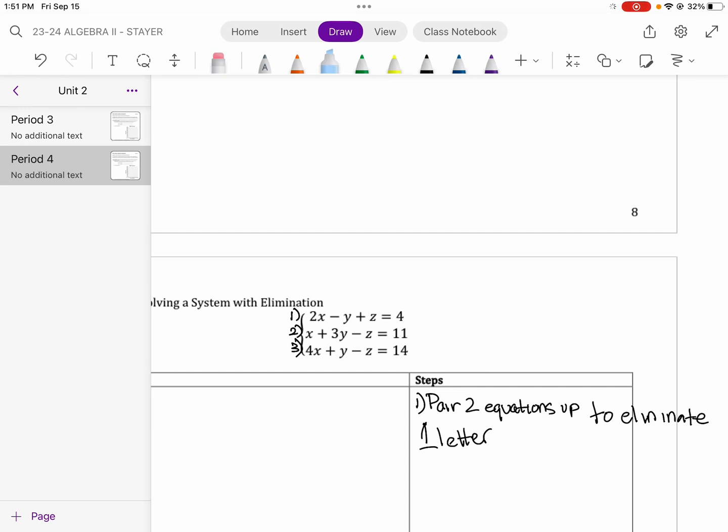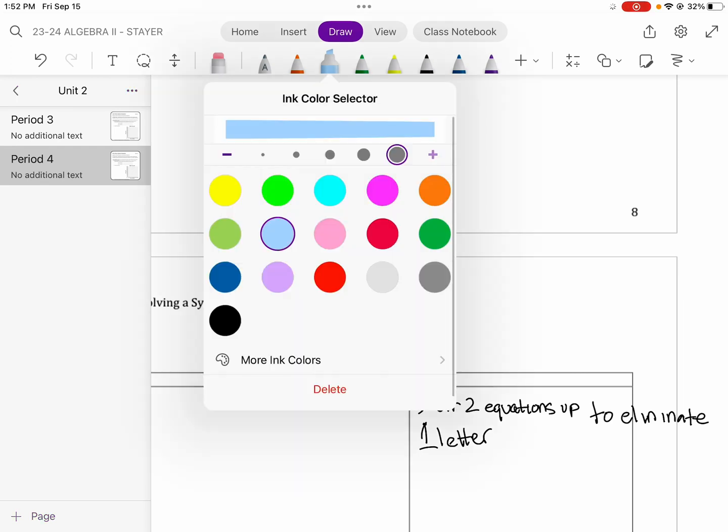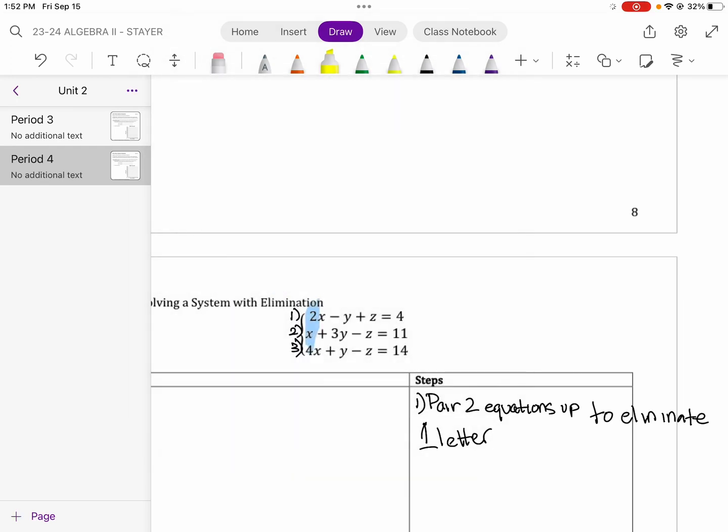Look at these 2. Did these 2 eliminate nicely? The x and the 2x? Not really. Are they opposite numbers? No, they're not. 2 and 1 are not opposite. What about this, what I'm highlighting in yellow? In yellow, look at the z's. See how, at least, I'm trying just to do the top 2. Those top 2 are opposites right there.